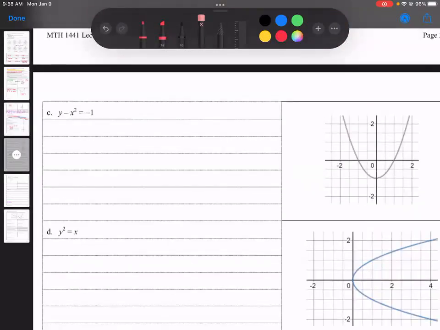What about C? I'll give you a moment to let me know. What do you think about C?